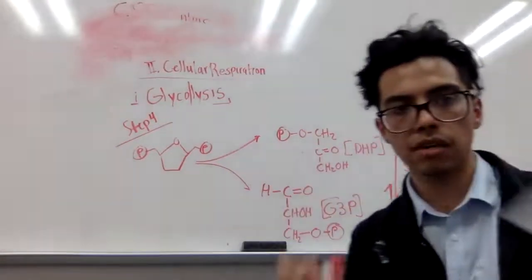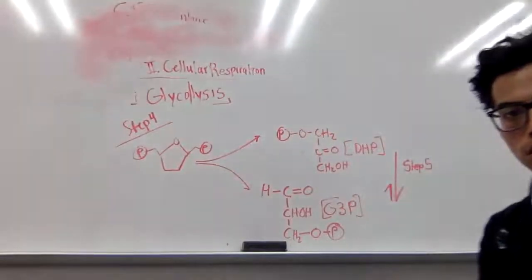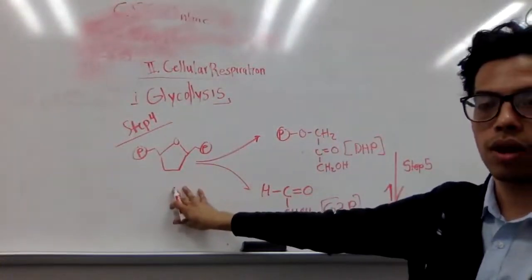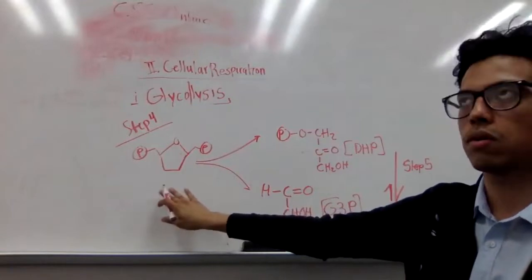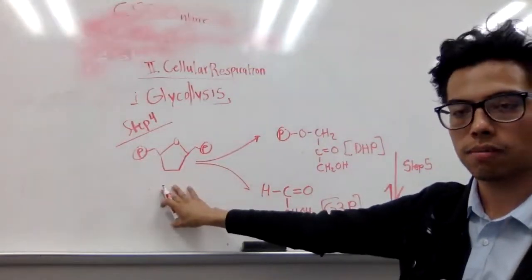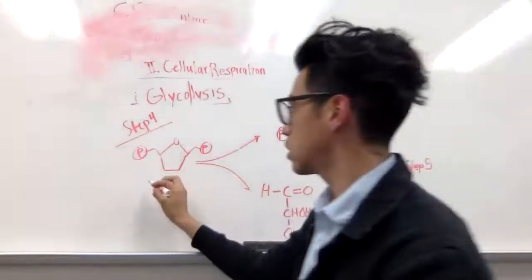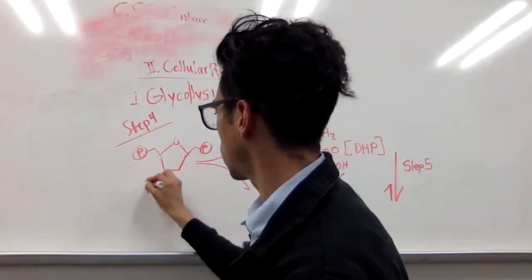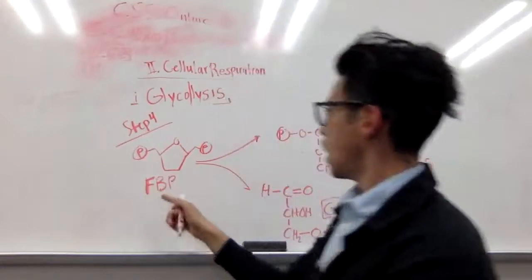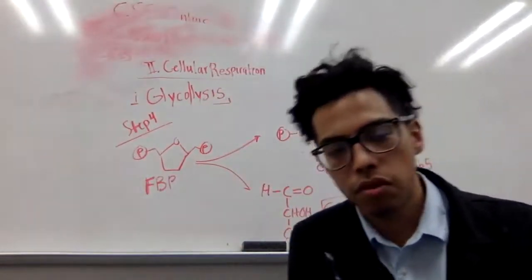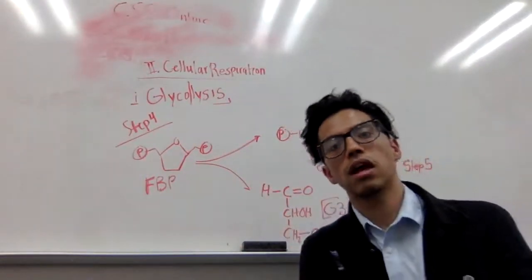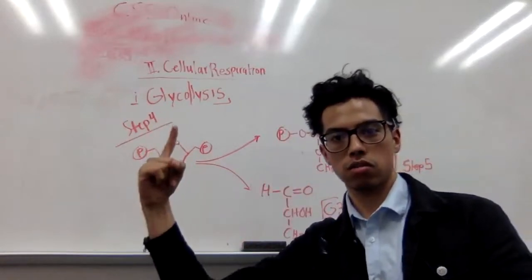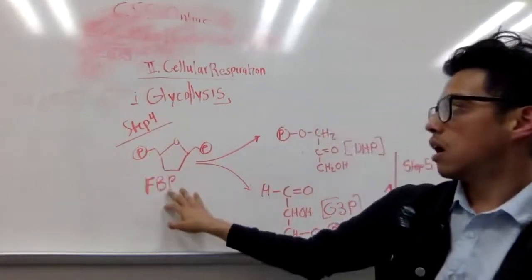So we can talk about step 4 and 5 together. So let's work our way through it. Remember, the product of step 3 is going to become the reactant of step 4. So this is going to be FBP. FBP, like I hinted at before, is very symmetrical, and so that allows us to cut right down the middle of this molecule right here. We can just cut right in between.